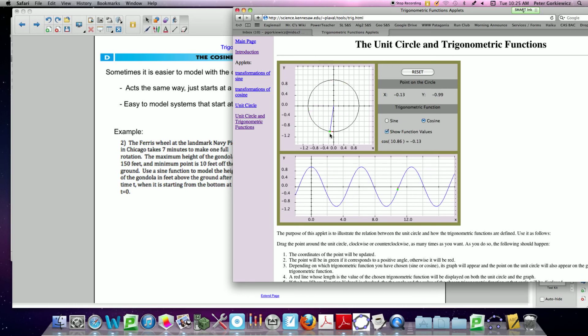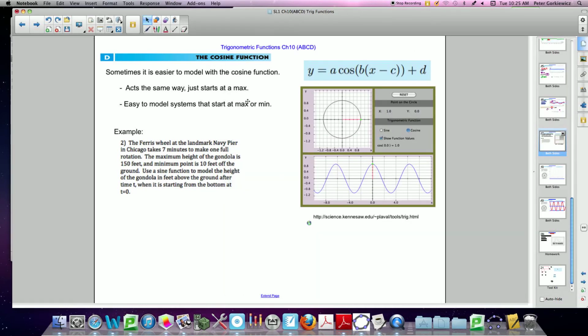So it's the same sort of thing. It's just skewed over one side. And so sometimes it's easier to use this when your system is starting at a maximum or starting at a minimum. Let me give you an example.